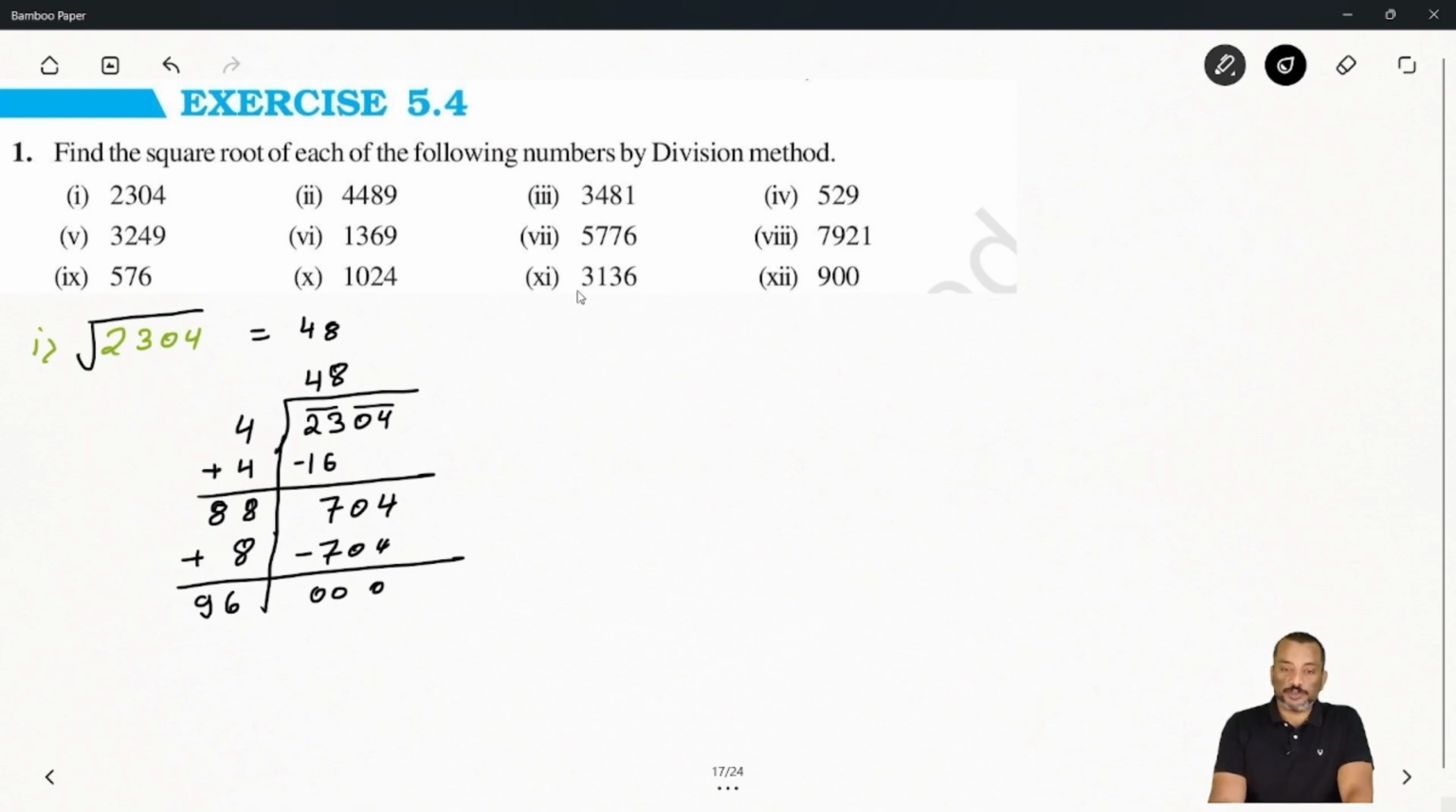So let's try question number 3. It is saying, you have the square root of 3481 by the long division method. Same way we take this number, 3481. Again we take it in pairs. So first we take 34. In 34, the perfect square coming before it is 25, so 5. So we go with 5, so 25, and here we add 5 and here we subtract.